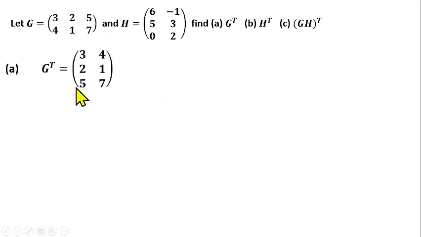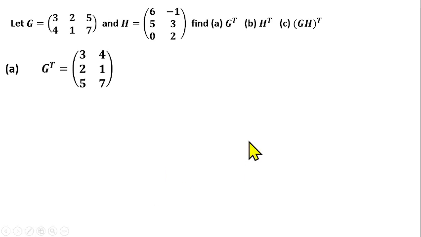I've already given you the answer for the first one. Now for G transpose, of course this is the column, I can change it to row. So you have 3, 4. This column as well, I have 2, 1 to row, and this column I will change to row, we have 5, 7. So for matrix H transpose, if you change this column to row, we have 6, 5, 0. Then this column to row, we have minus 3, 3, minus 1, 3, 3 and 1.